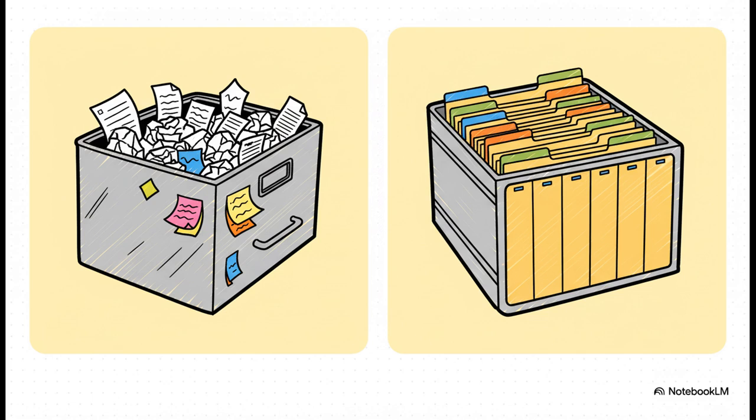Now, look at the organized drawer on the right. Every single note follows the exact same template. It's got a title, a date, and that all-important next action field. Which one would you rather try to find something in? That's what forms do for your brain.